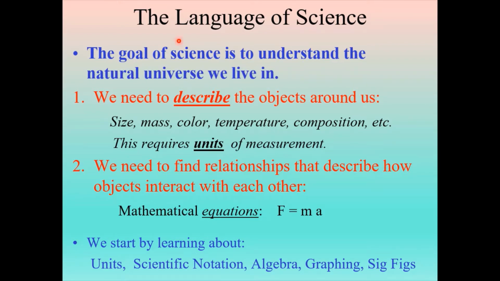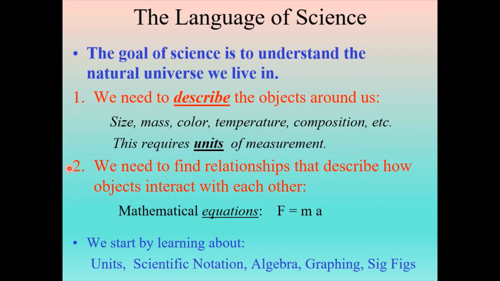In this course, we need to learn how to speak the language of science. The goal of science is to understand the natural world we live in. So you can think of two aspects of this. The first one is that we need to be able to describe the objects around us. We use descriptions such as size, mass, color, temperature, composition, etc. In order to do this, we are going to require units of measurement.